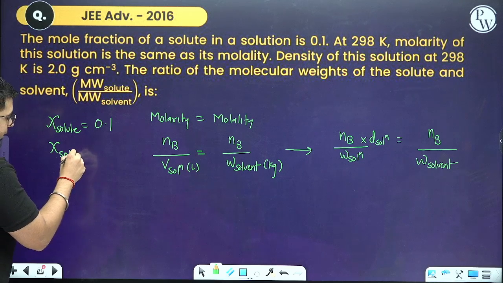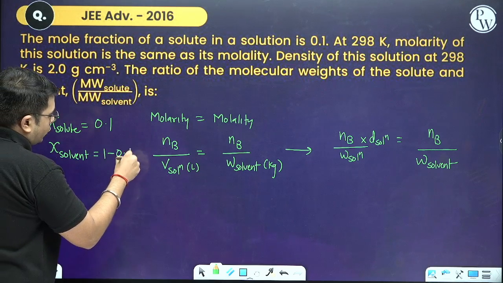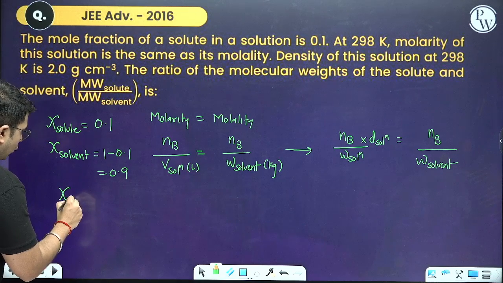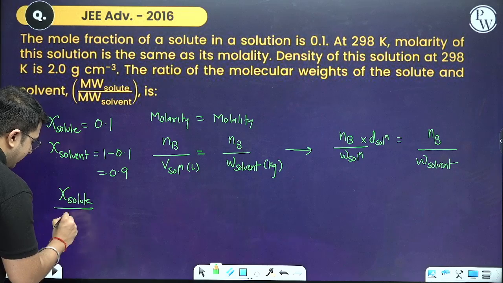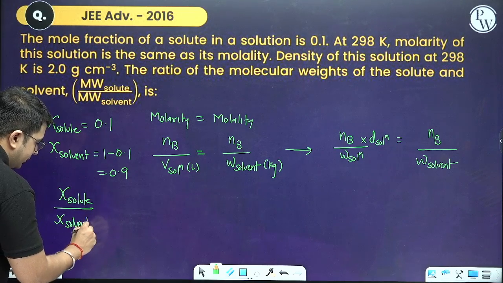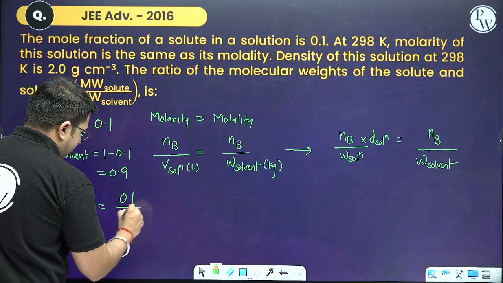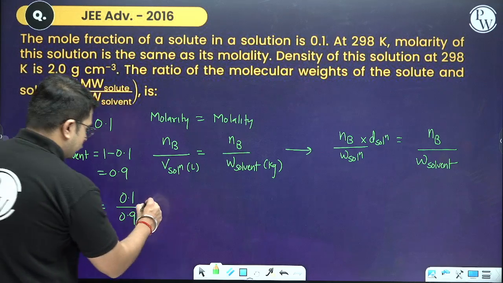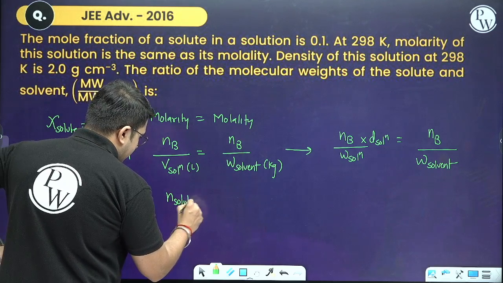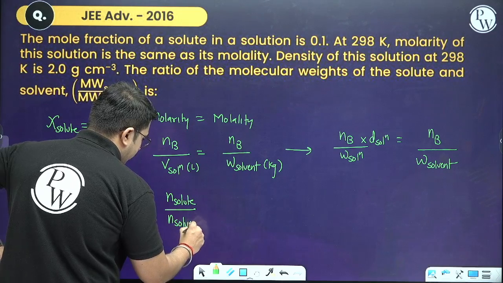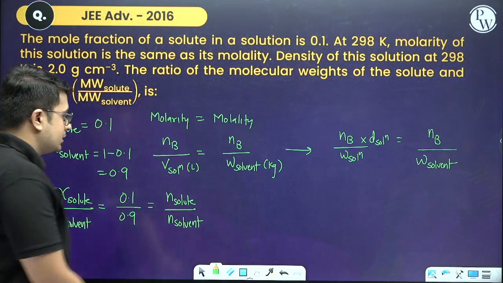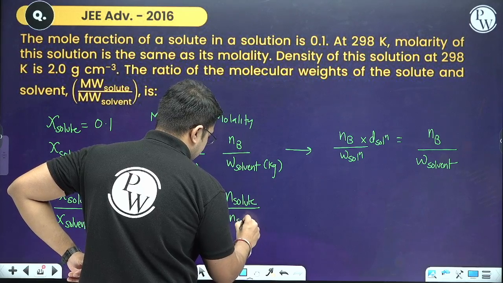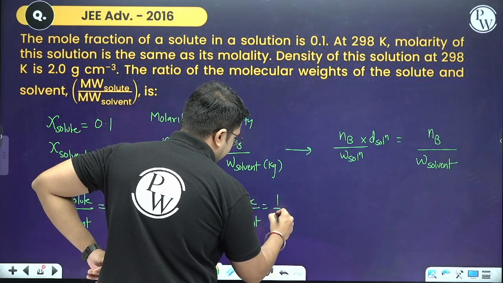Chi of solvent will be 1 minus 0.1, which is 0.9. From that, you can say that chi of solute divided by chi of solvent will be 0.1 divided by 0.9. That is known as number of moles of solute divided by number of moles of solvent. So that part is already given. So you can say that n of solute divided by n of solvent will be 1 by 9.